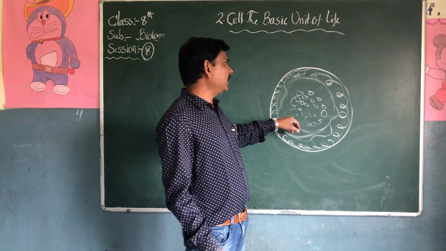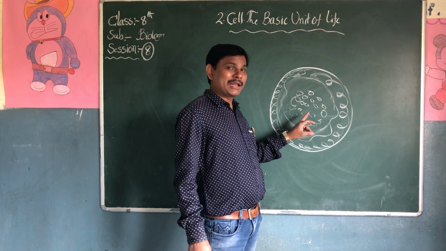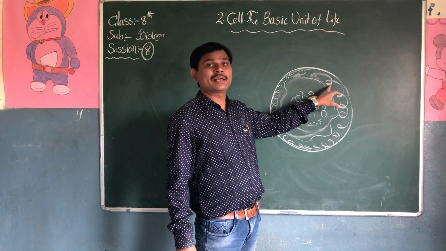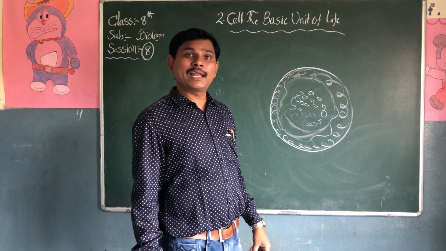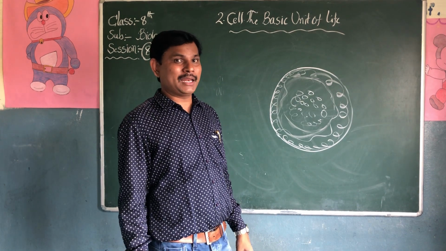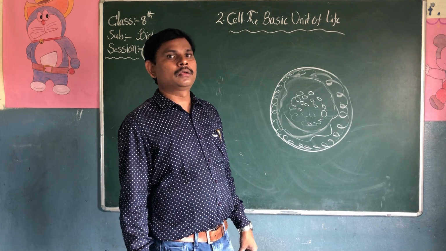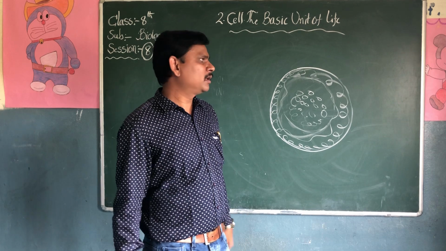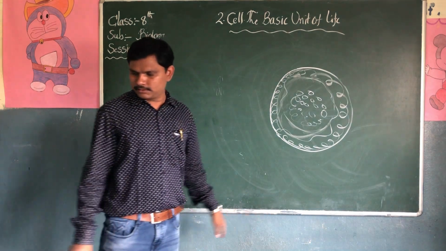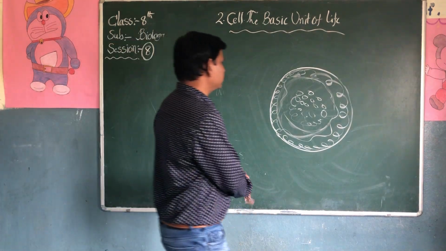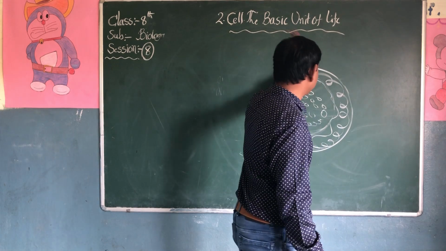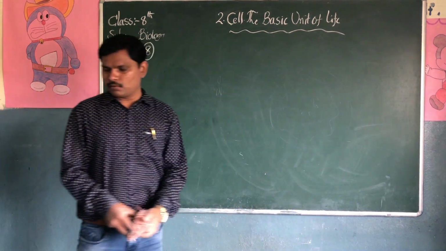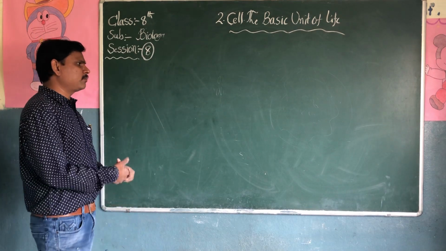In ground tissue again there is parenchyma, collenchyma, sclerenchyma. You will discuss this in 9th class, higher classes. This is not important, you just have to draw this diagram once. It's there in the workbook.